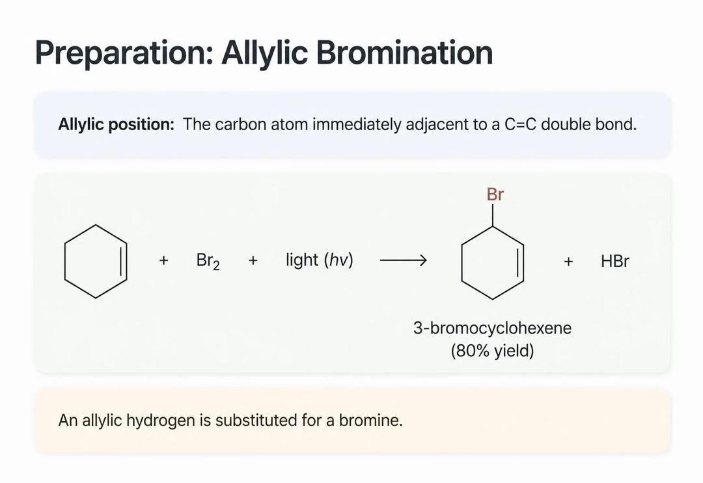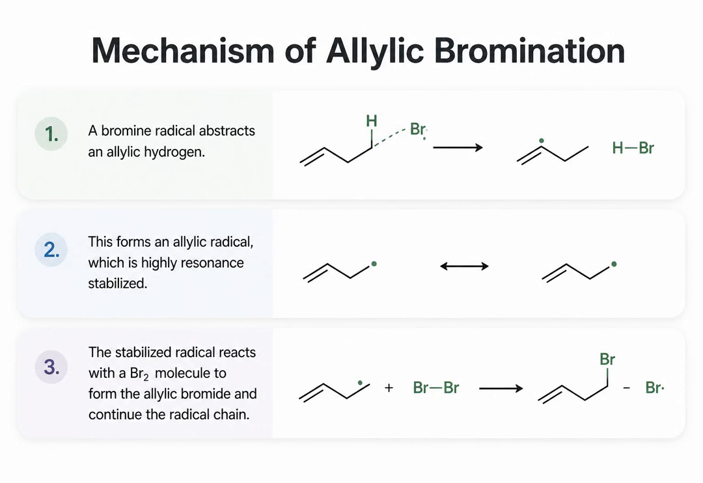The term allylic refers to the position immediately adjacent to a carbon-carbon double bond. If we take cyclohexene and react it with bromine in the presence of light, we can selectively substitute an allylic hydrogen for a bromine atom, yielding 3-bromocyclohexene in a very respectable 80% yield. The reason this reaction works so well is due to the stability of the intermediate.